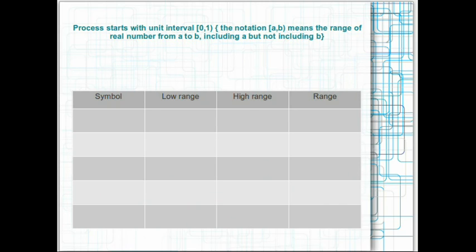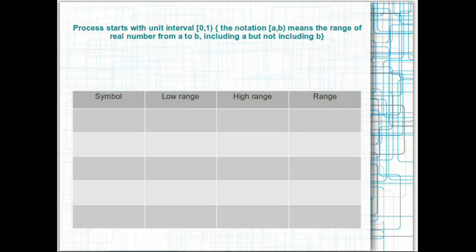Now look at the definition of this interval. It has a square bracket, 0, comma, 1, and a normal bracket. Why is the interval written with these two different kinds of brackets? The notation means it contains the range of real numbers from A to B. It includes A but does not include B. It means the range 0, 1 contains 0, 0.1, 0.11 up to 0.9999, but it will never contain 1.